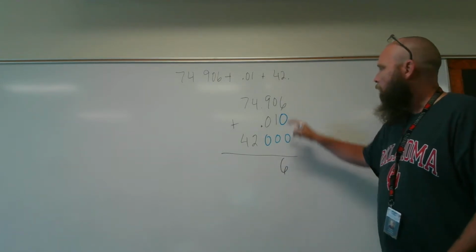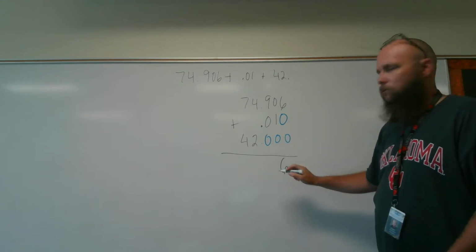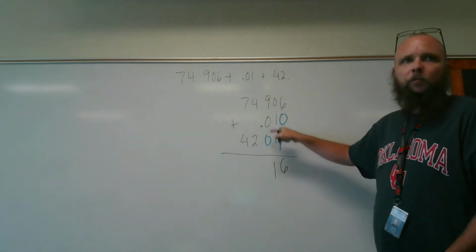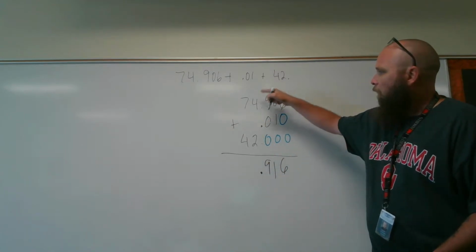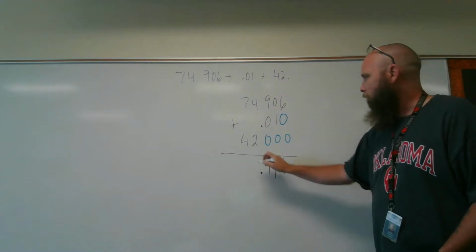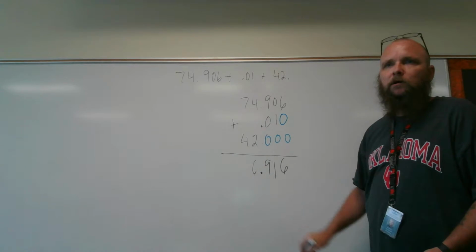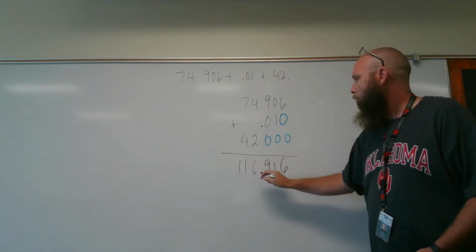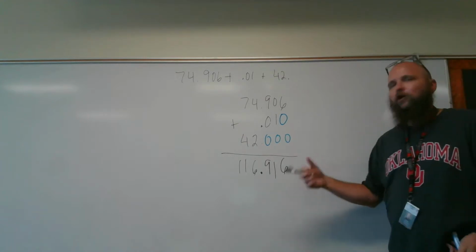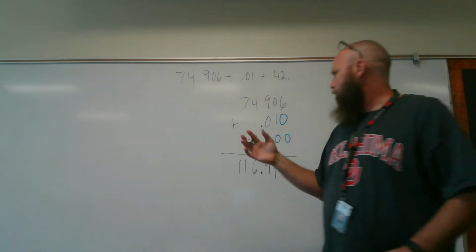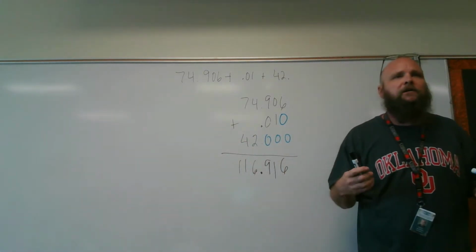6. I have 0 plus 1 plus 0. 1. I have 9 plus 0 plus 0. 9. Decimal point comes straight down. I have 4 plus 2. 6. I have 7 plus 4. 11. So that puts me near my estimate of 110.